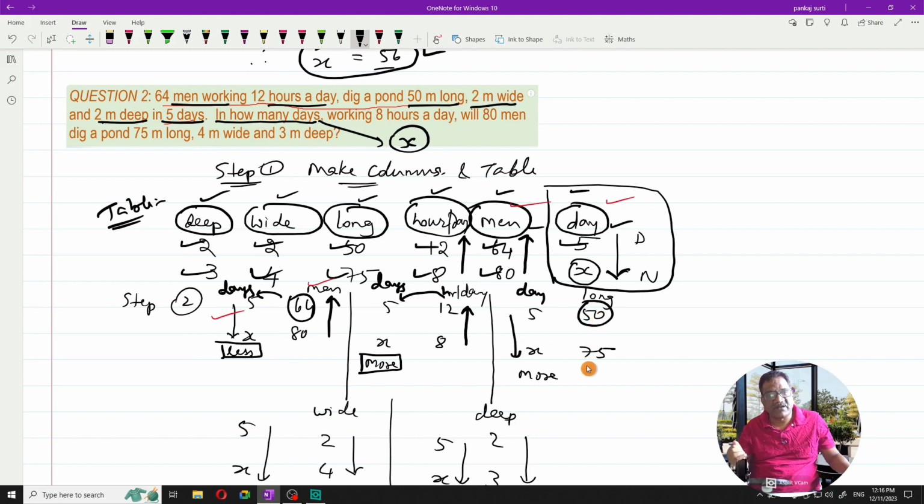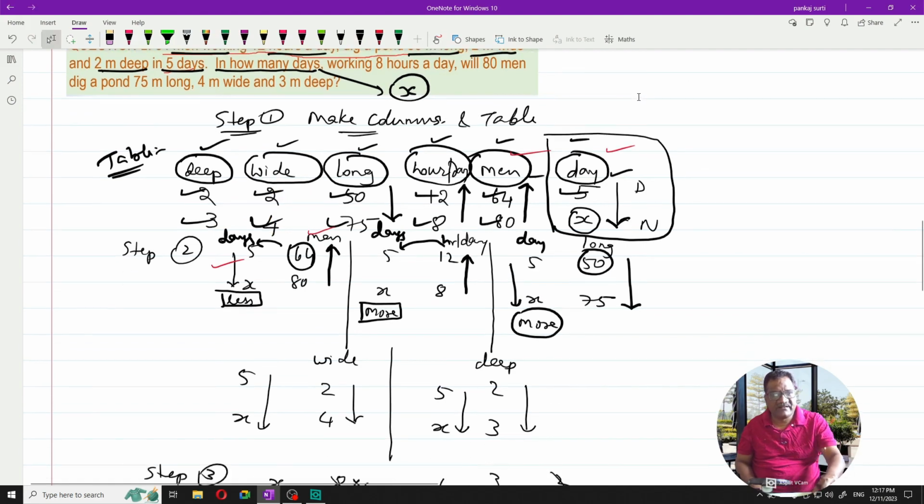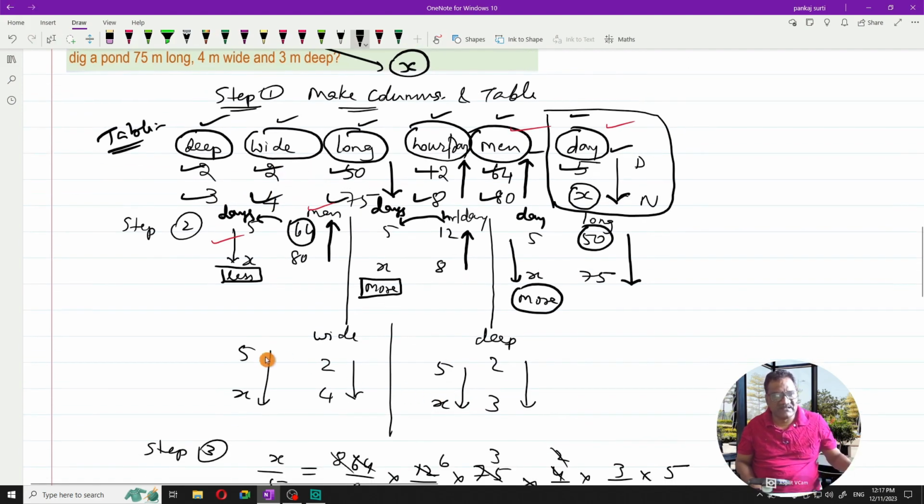Instead of 50, now you have to dig a hole of 75-meter length. So more will be the answer over here. The arrow mark will be going from 50 to 75. That is indicating more. 50 is less and 75 is more. So the arrow mark will be like this. Got it? Same way if you go for the width, you can see here, the last column, days column, is 5 and x. The width column you have 2 and 4.